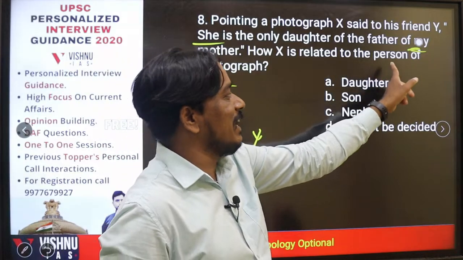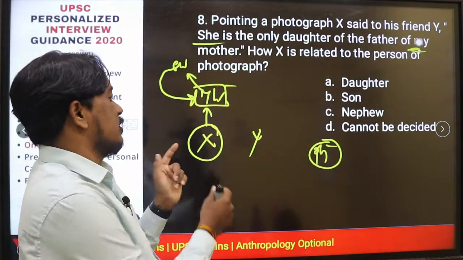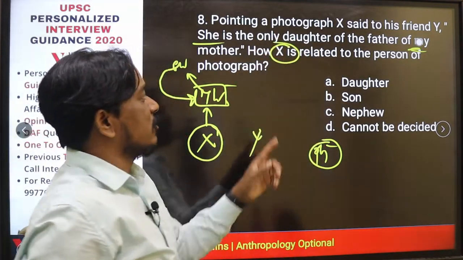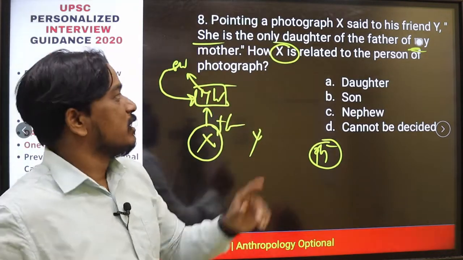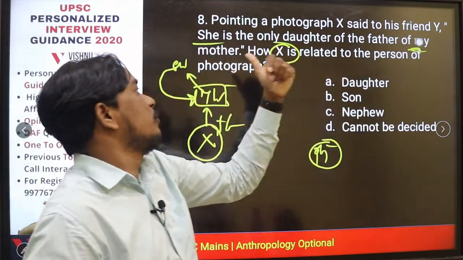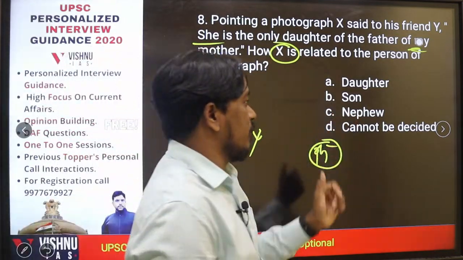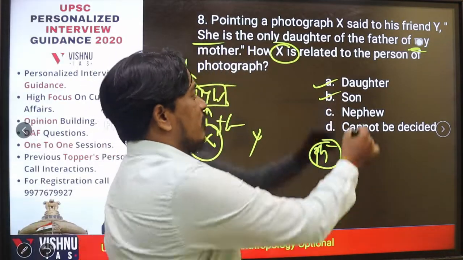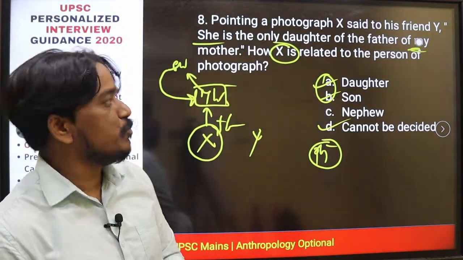Now, how is X related to the person in the photograph? The person in the photograph is definitely X's mother. How is X related? About X in the question, X can be male, X can be female. So how is X related to the person in the photograph? That can be daughter, that can be son, both are possible. Whenever both are possible, you can go with cannot be determined as the correct answer for this particular question.